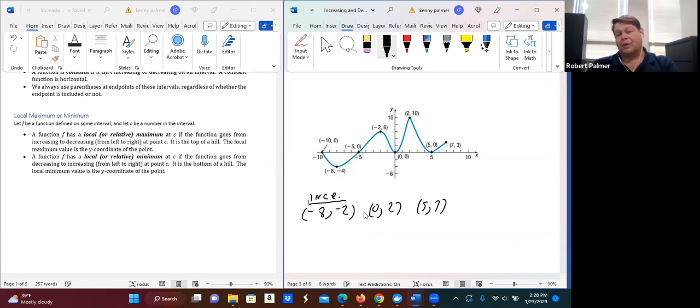And like before, anytime we have multiple intervals, we just separate them by the union sign. Okay, that's where it's increasing. Now, where is it decreasing? All right, so once again, start from left to right. It starts decreasing here at -10 and stops decreasing at -8. Once again, always use parentheses for these kind of intervals.